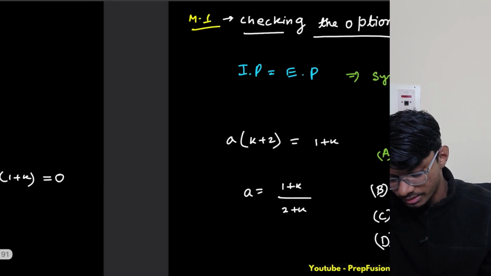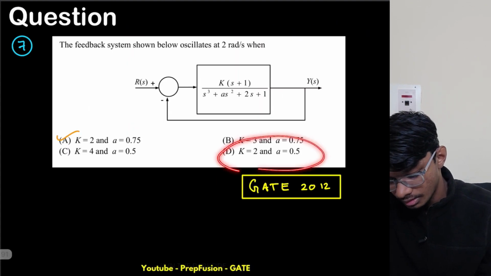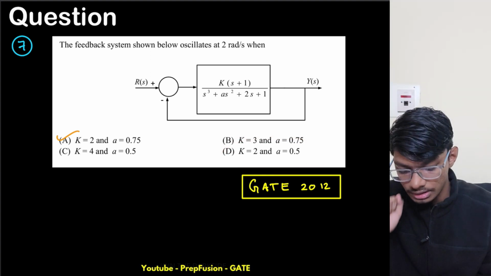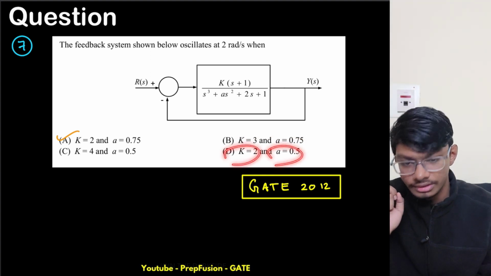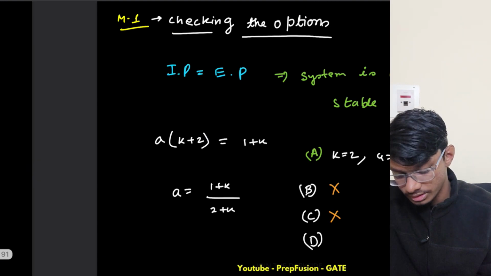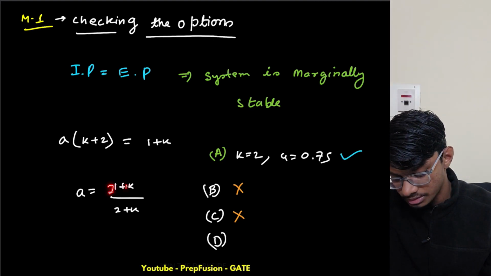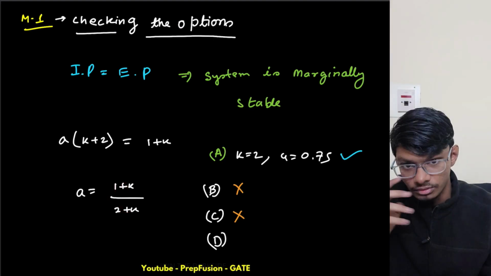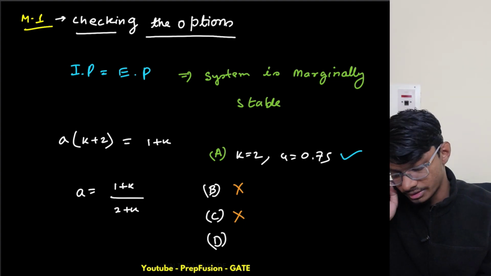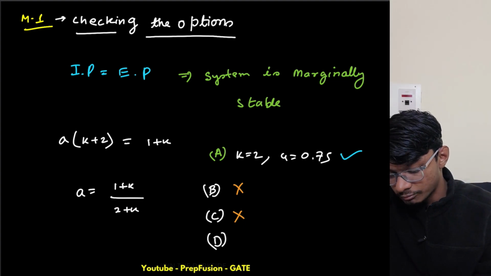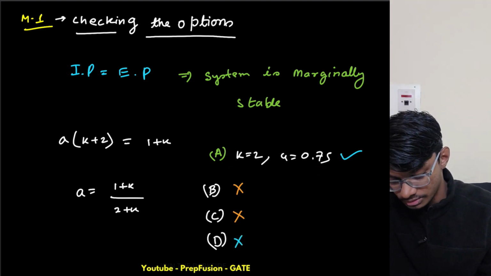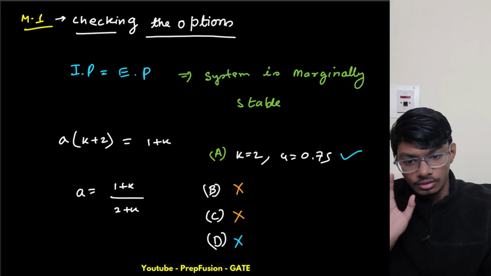Now what about D? D is k equals 2 and a equals 0.5. If I put k equals 2, what do I get? This is 1 plus 2, that is 3, divided by 4, that is 0.75. So I should get 0.75, not 0.5. So again, this is wrong anyway. That is how you can eliminate all the options.